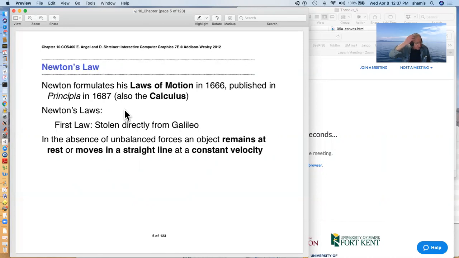Some background on Newton's law. He published it in 1687 in the Principia, where he also defined calculus that troubles us to this day. Newton's first law was stolen directly from Galileo. Galileo observed that in the absence of unbalanced forces, an object remains at rest or moves in a straight line at a constant velocity, a remarkable observation given that we live in a world dominated by friction.